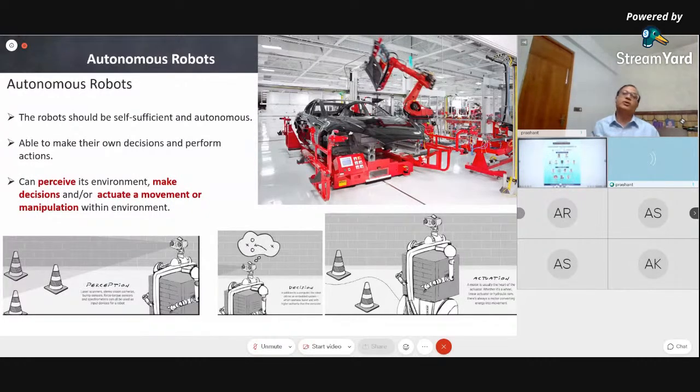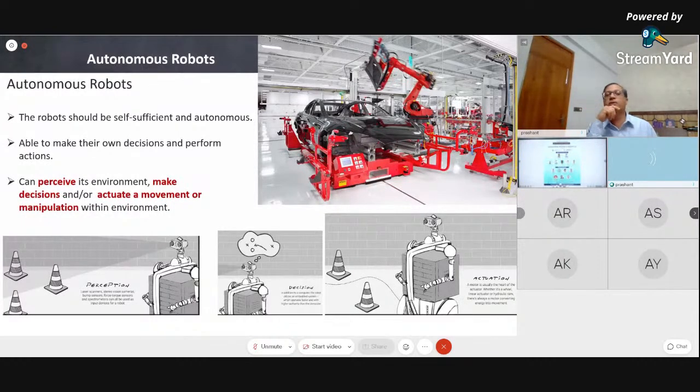Now, when we talk about a robot, it performs three basic operations. These three operations are perceiving, making decisions, and actuating. So these robots have sensors on them, so they can see, they can feel, and if you talk about the chemical industry, they can even check the concentration and these kinds of things.